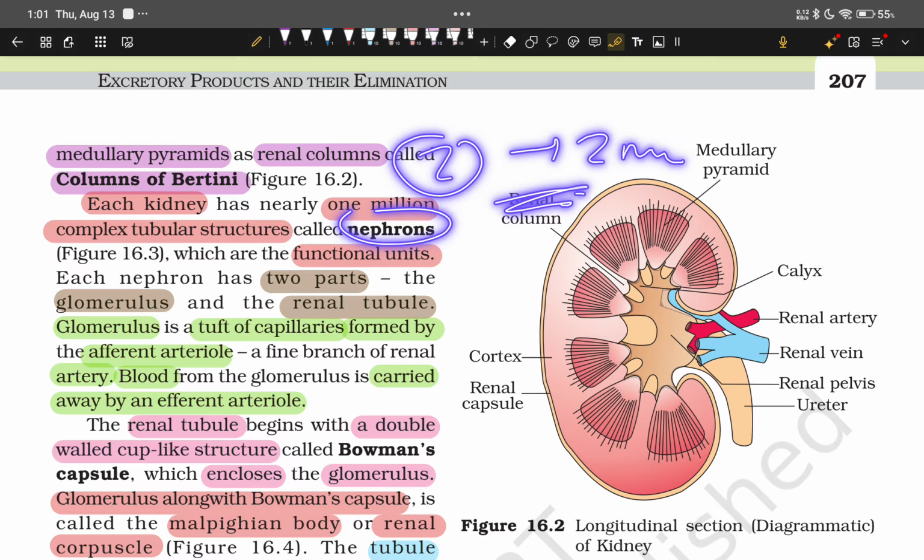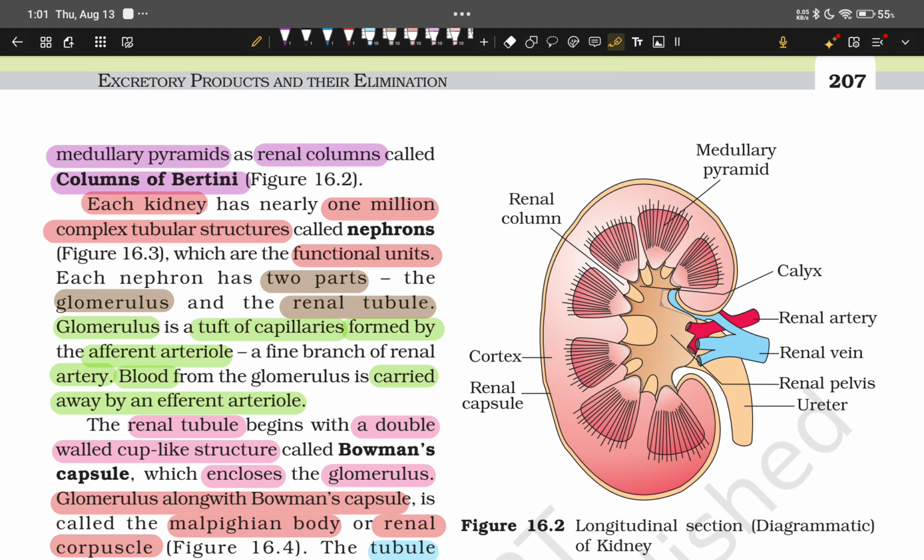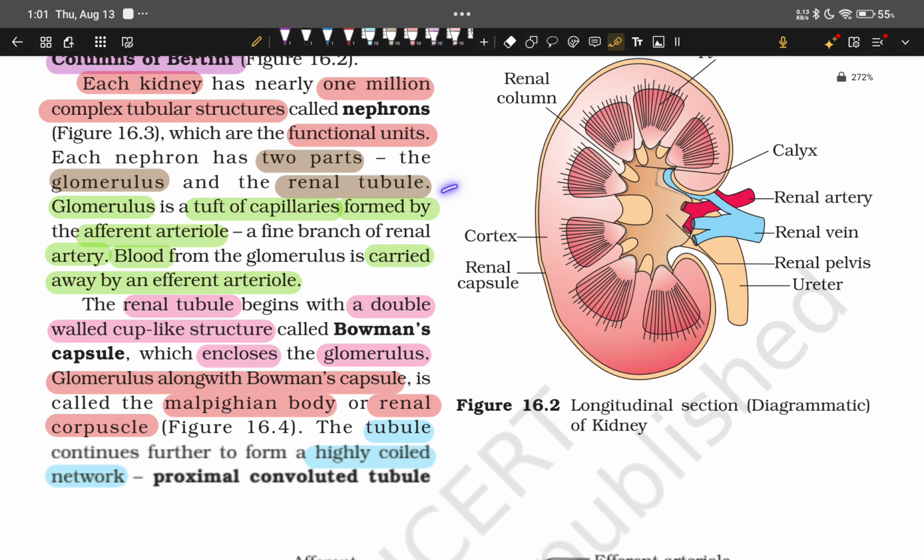I'm just saying this because sometimes they directly ask how many nephrons are present in total kidneys or in both kidneys. Then we think that they're asking about one kidney, but they were actually asking about two kidneys. So just reminding you, such questions can also be framed and they can also trick you. Then each nephron is composed of two parts, glomerulus and renal tubule. First of all, let's talk about glomerulus, then we'll talk about renal tubule.